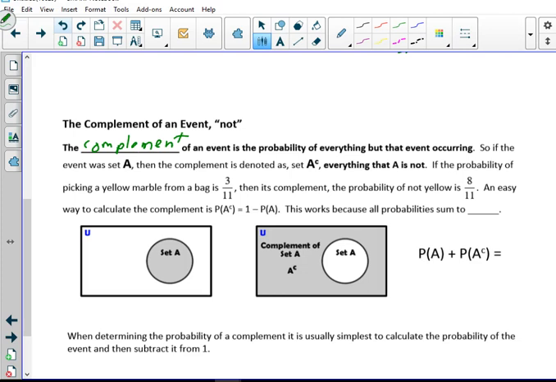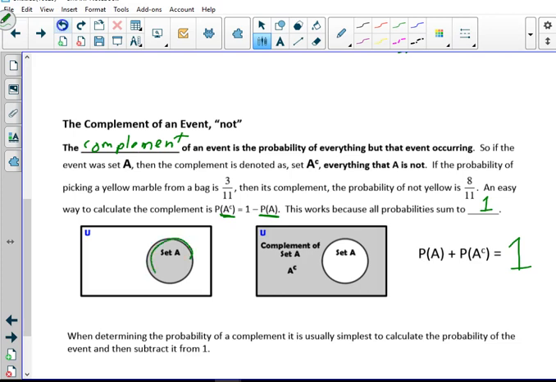So if the probability of picking yellow is 3/11, or your score on your test was 3 out of 11, then the complement, not yellow, is 8 out of 11. So an easy way to calculate the complement is: the probability of the complement of A is 1 minus the probability of A. This works because all probabilities add up, or sum, to 1. So the probability of A plus the probability of the complement of A adds up to 1.